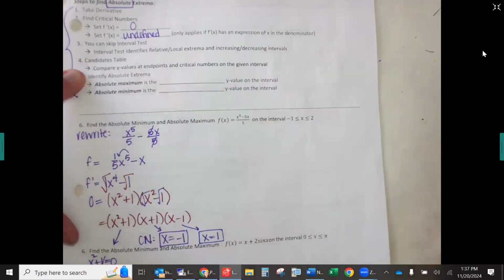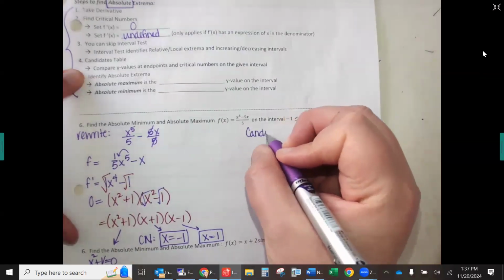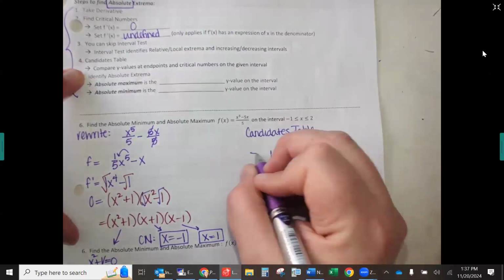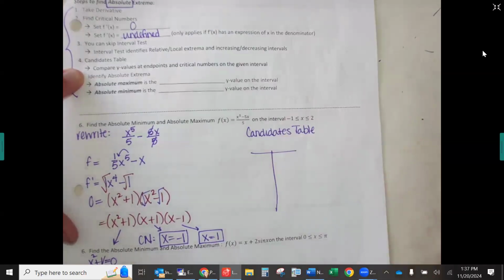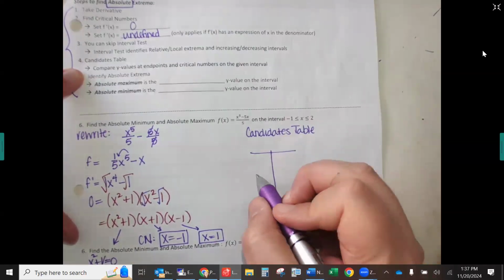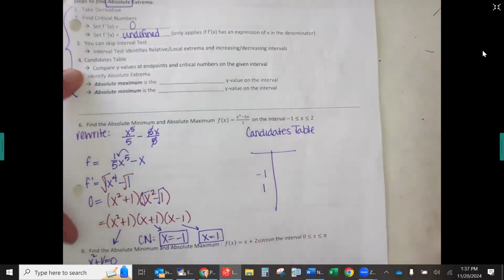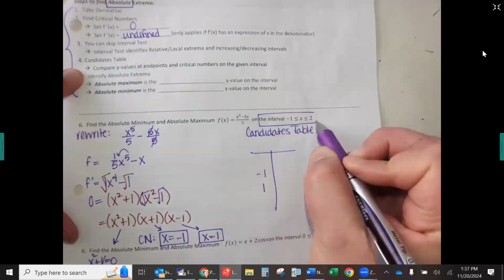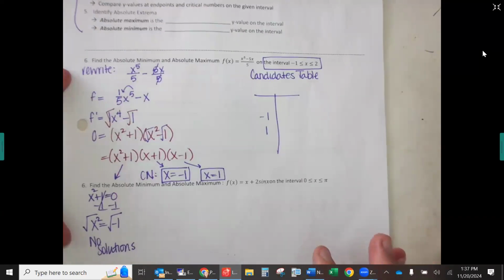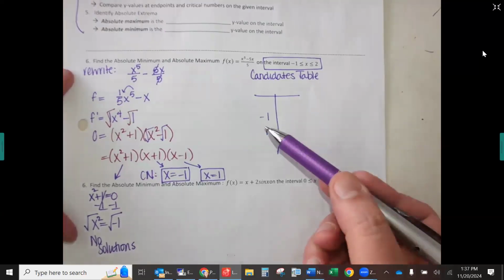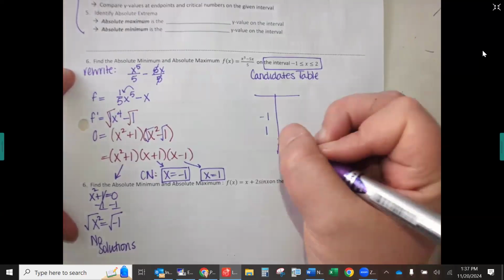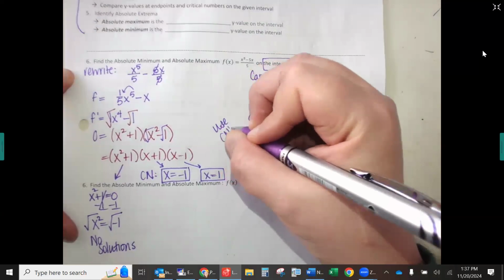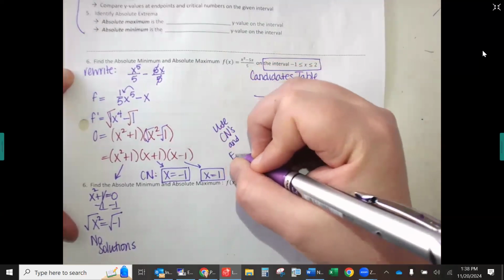You're going to do what's called a candidates table, and a candidates table is really easy. All that you're going to do is make a table with the critical numbers you just found, so in this case, 1 and -1, and then also any endpoints. If I'm only wanting absolute mins and maxes on the interval from -1 to 2, which of those numbers is new? -1 already made it into the table, but what other number? 2. So I'm going to put here, use CNs and endpoints.